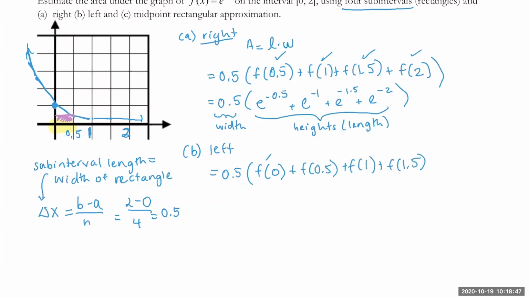And notice that I stopped short of 2 because, again, I'm using the left endpoint. Okay, F of 0, F of 0.5, F of 1, and F of 1.5 gives me 1, 2, 3, 4 rectangles. And then lastly, if it's algebraic simplification, you don't have to provide it. So in that spirit, I'm going to put e to the negative 0, e to the negative 0.5, e to the negative 1, and then e to the negative 1.5.